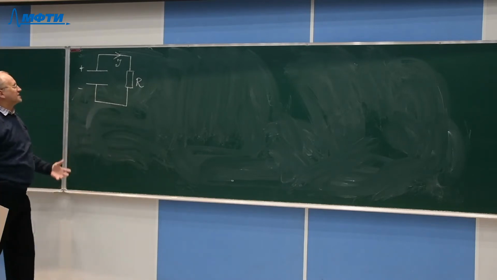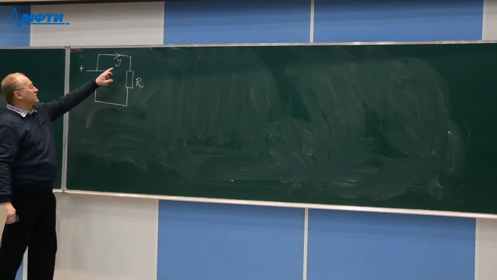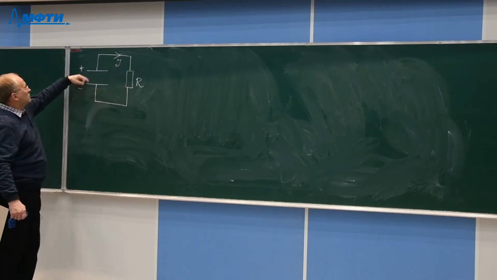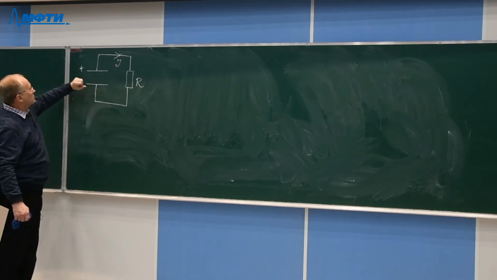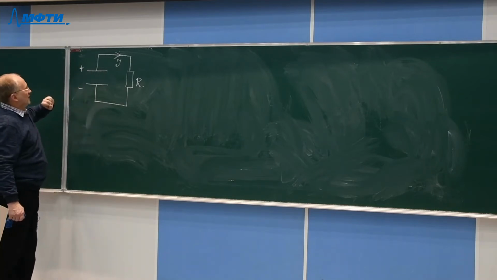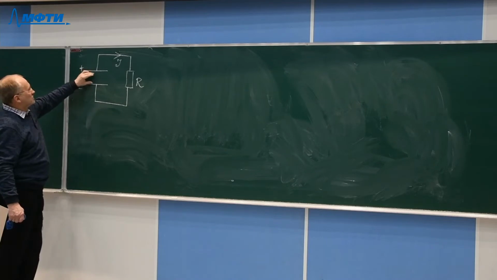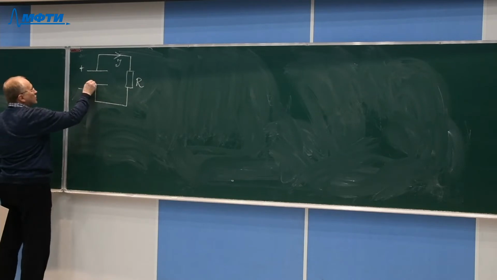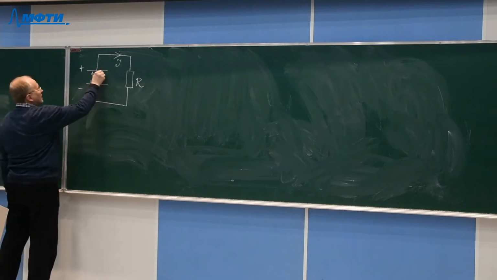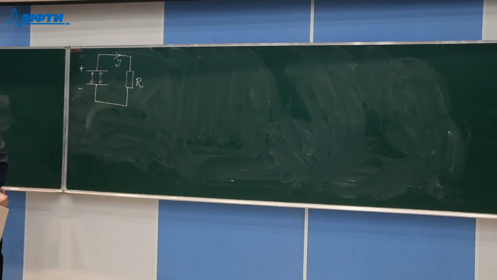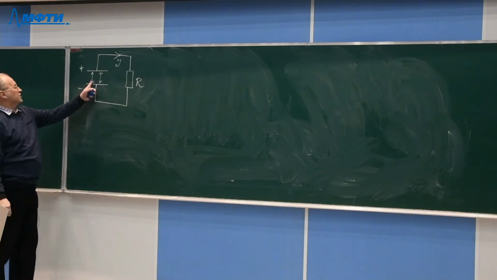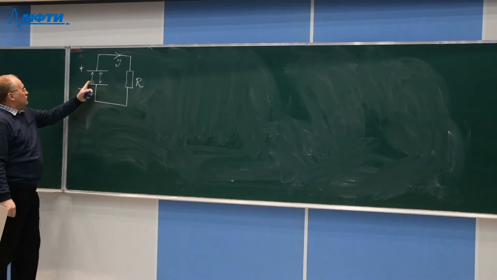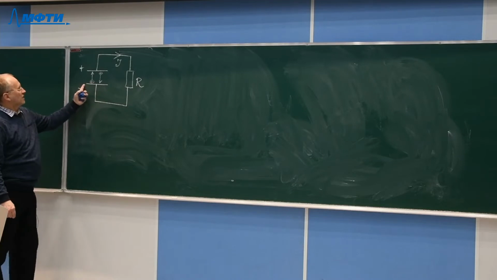If we want to sustain this electric current, if we want this current to be constant, we have to somehow sustain the potential difference between the plates of a capacitor. And in order to keep this potential difference constant, we will have to take positive charges from the lower plate and move them to the upper plate. Or we will have to take negative charges from the upper plate and move them to the lower plate. So the positive charge will be attracted to the negatively charged electrode.